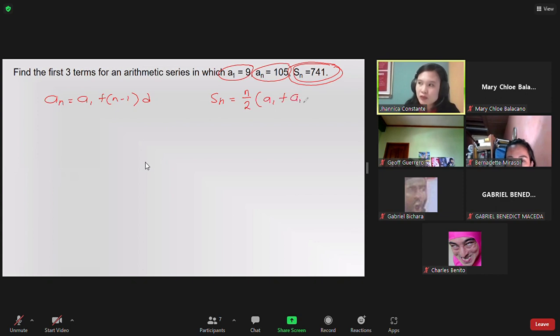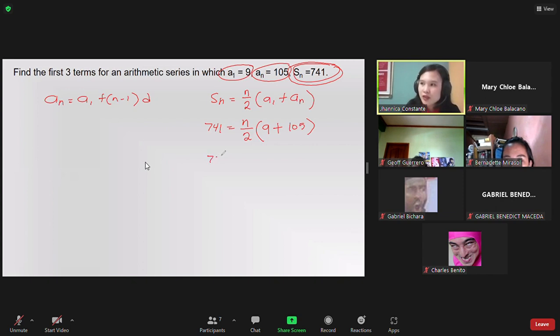Since meron tayong first term and meron din tayong nth term, and we have the value also of Sn, the only missing in the formula for the sum of series is n. So we can use this formula to find how many terms we have. So Sn is equal to 741. We don't have the value of n. We have the value of our first term, which is 9, plus the value of our nth term, which is 105.